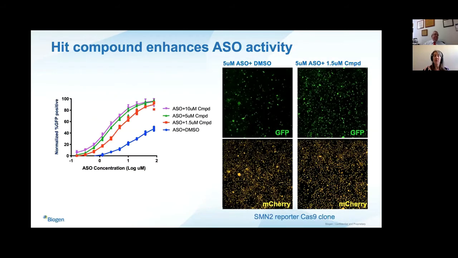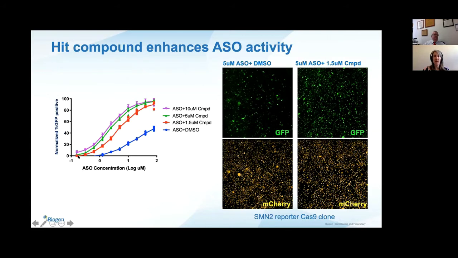So the screen was run. This was led by Patrick Falloon and the high throughput group at Biogen. And shown here on the right, with 5 micromolar ASO, you have a reasonable amount of GFP expression. But in the presence of the compound, you see a greatly increased amount of GFP without a big effect at all on our nuclear mCherry signal. So our cells have stayed pretty healthy during this process.